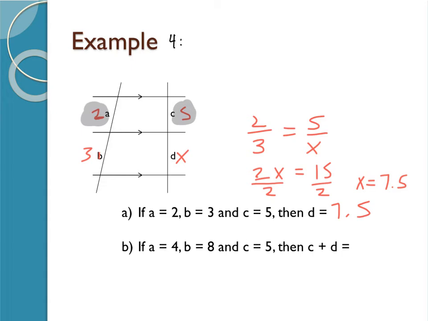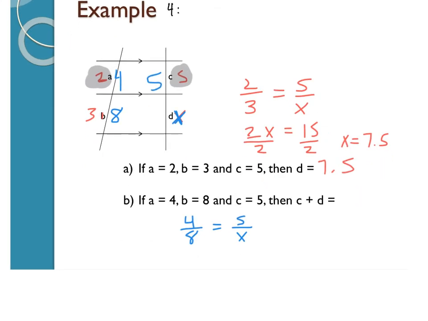Okay, let's look at B. So if A is equal to 4, B is equal to 8, C is equal to 5, then C plus D is equal to what? Well, first, what do you think we need to find? X. So we need to find D, and then we can just add C and D. So what proportion can we use to find D? 4 over 8 equals 5 over x.